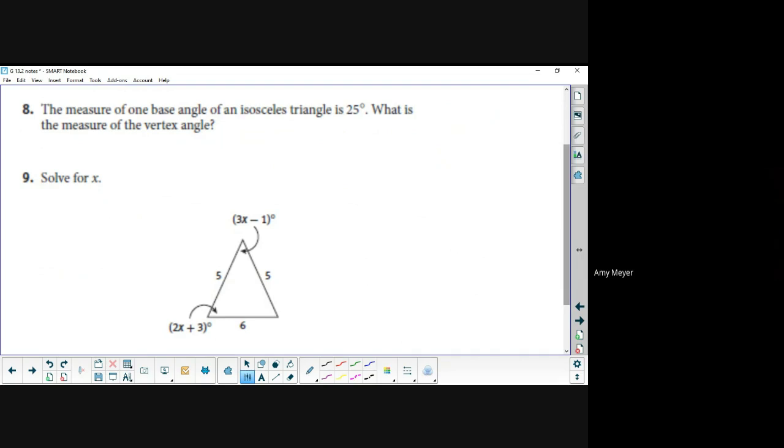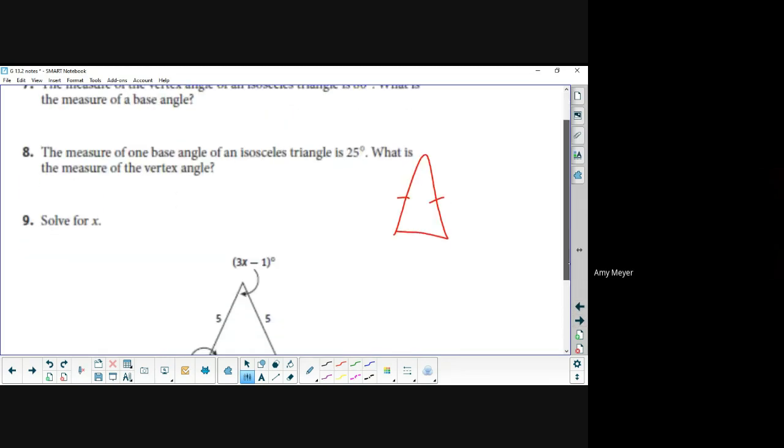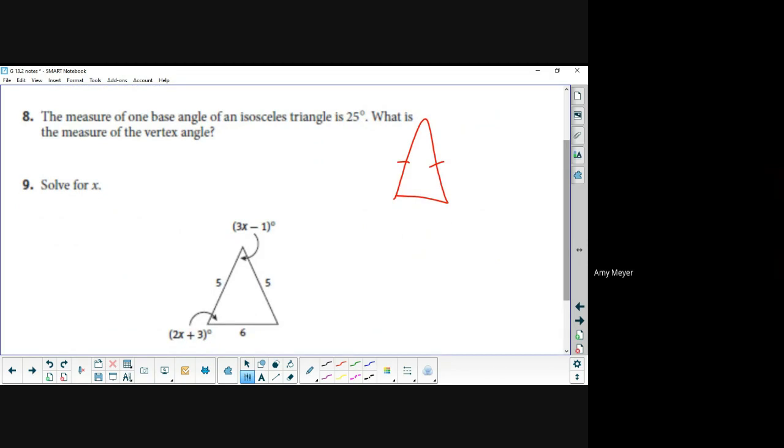What are we drawing? Well, we know it's isosceles, so we'll start with same leg. Our theorem says if it's isosceles, base angles also match. So right after I draw my isosceles triangle, I know where the base is. I know those base angles match. What else do I know? One base angle is 25. There's my picture. I'm going to give you time to work on it.